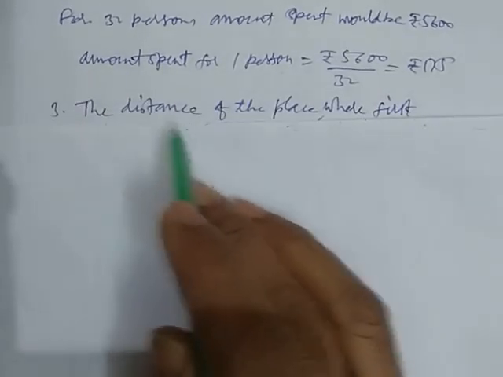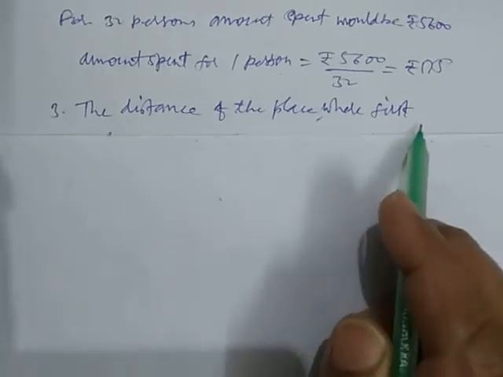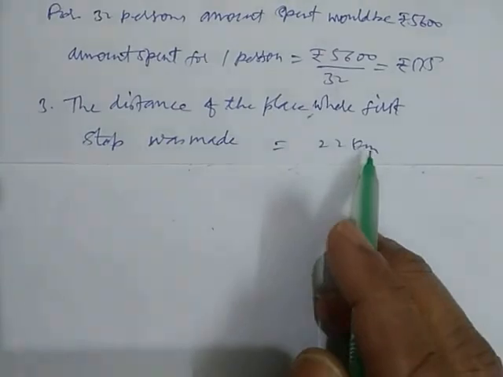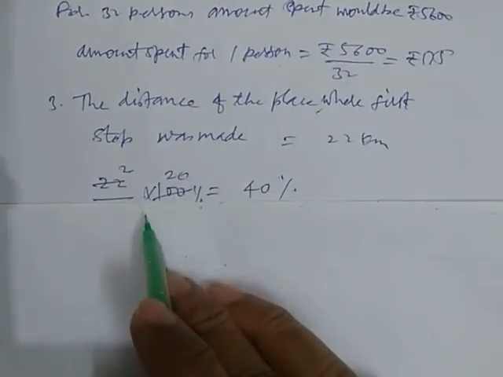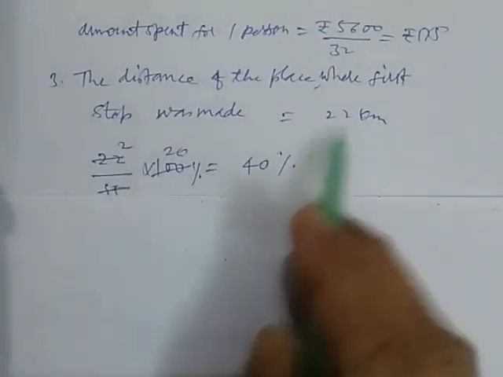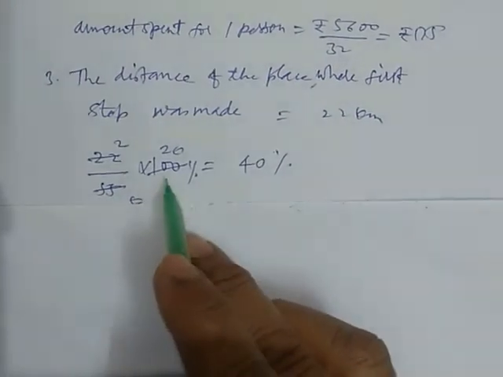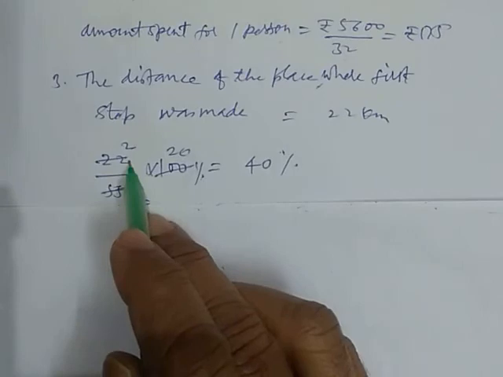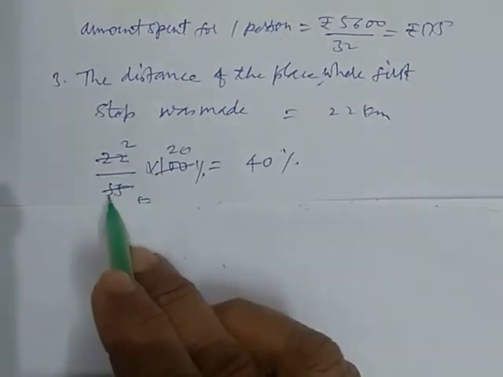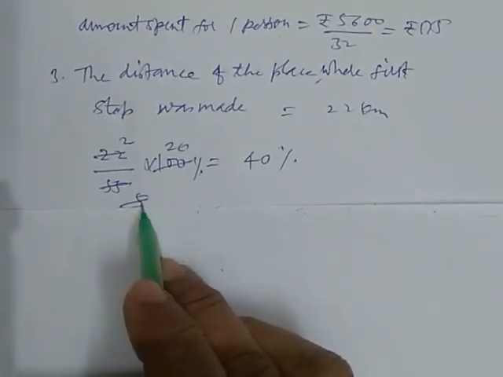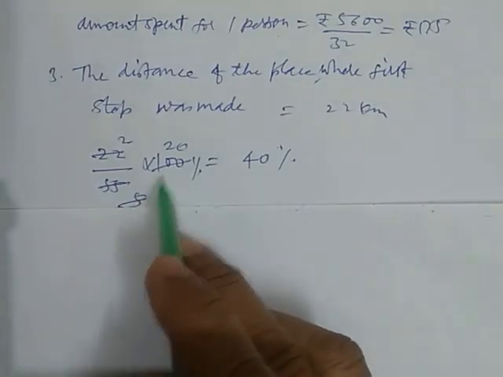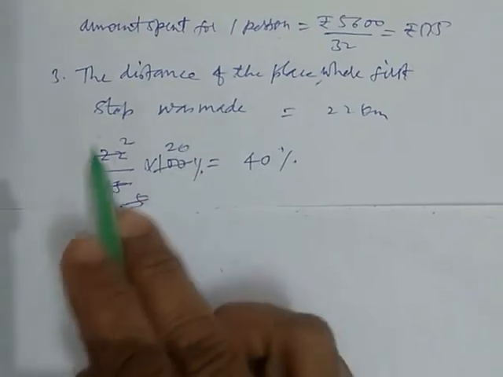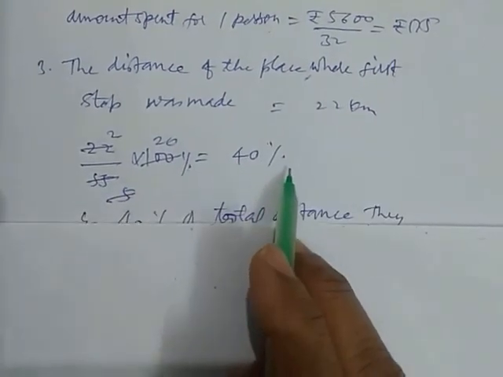Now the third task. According to the question, the distance of the place where the first stop was made is 22 kilometers, and the total distance is 55. So by dividing 22 by 55 and multiplying by 100, we convert this into a percentage. 22 divided by 11 is 2 and 55 divided by 11 is 5. Then 100 divided by 5 is 20, so 20 into 2 is 40%.